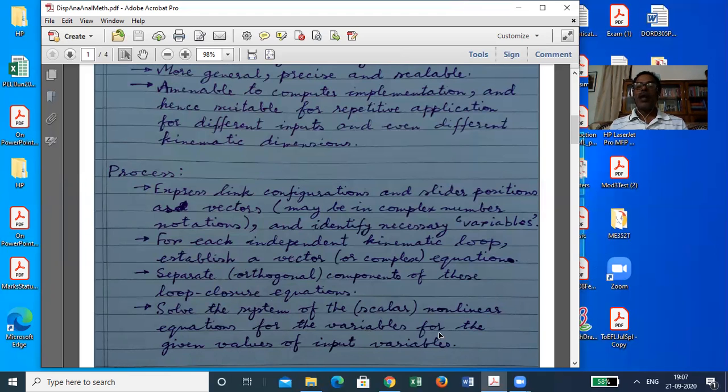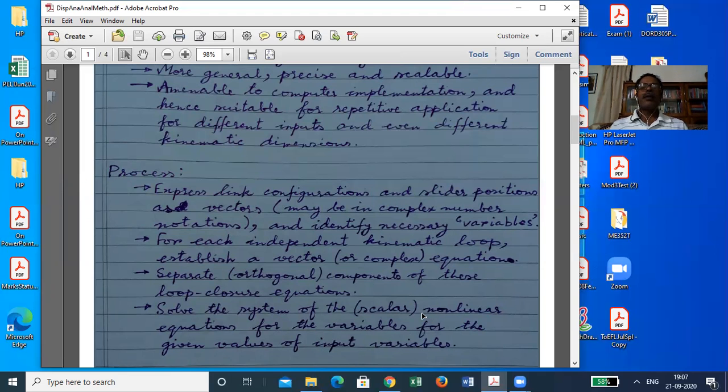Now, after you give the input variables, the number of equations should match the number of unknowns. And in that case, whether the equations are linear or nonlinear, you expect to have a determinate system. You will have a determinate system if your identification of the independent loops has been correct. Okay. Now, this is the process.